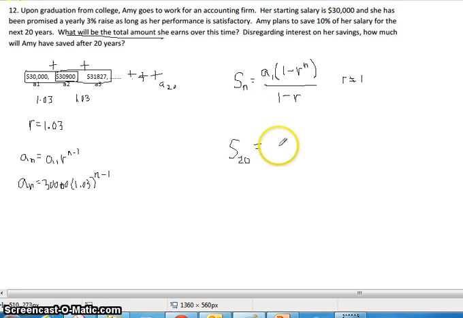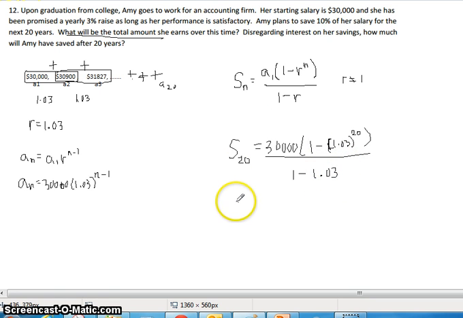And I need to take a sub 1, the first amount, 30,000, and multiply it by 1 minus the common ratio, 1.03, to the n power. Since I'm adding up 20 terms, this will be 20. And then it's all over 1 minus r. Again, r is 1.03. Typing this into our calculator will give us the sum of all of these terms.